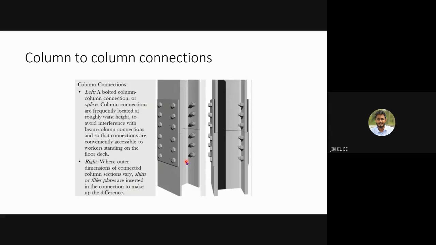Then another important connection is the connection between the columns. So you can see here, this is column 1 and this is column 2. If you want to increase the height of the column, bring two columns separately, and on site you have to assemble column 1 and column 2. The connection between column 1 and column 2 is made with the help of a plate, and then it is bolted. This connection will make sure that the column is behaving as a single member. This is the side view.